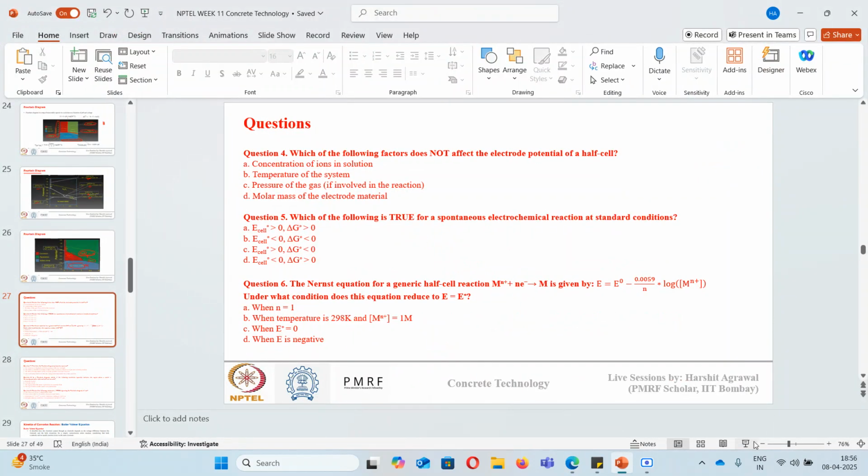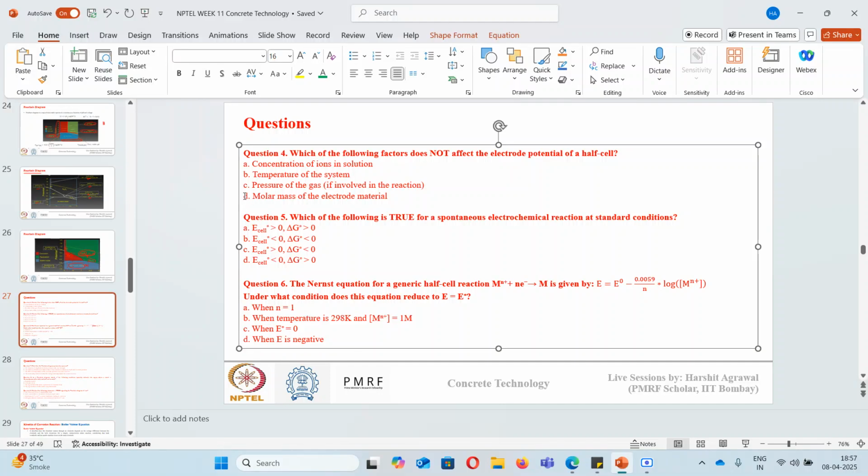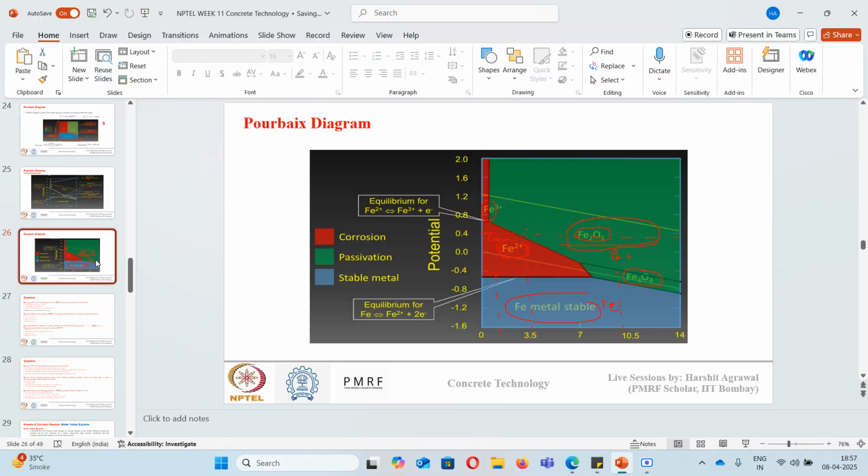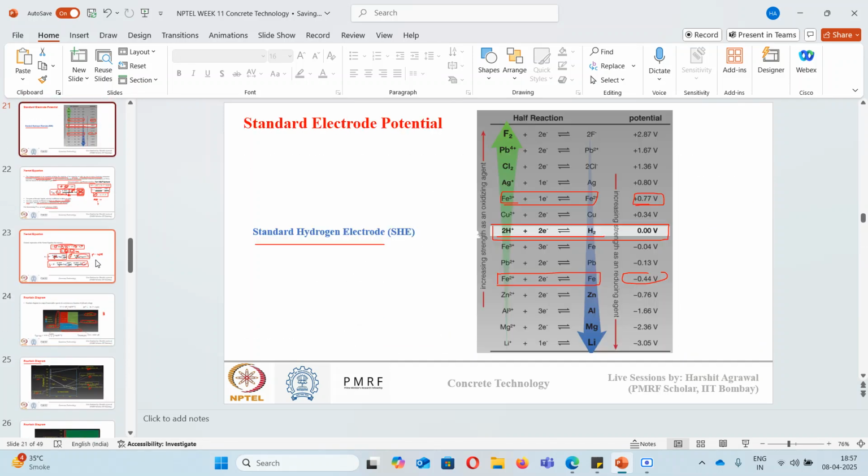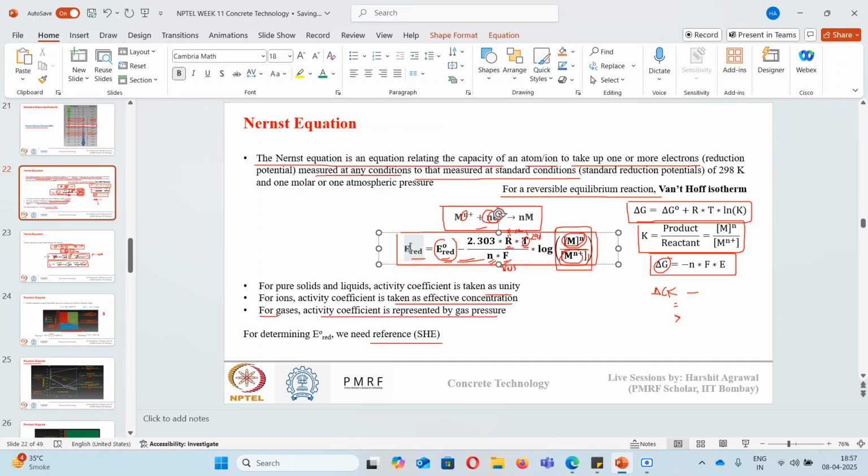Okay, I've just seen one answer. The correct answer for question number 4 is D. Why? If you go back to the equation that we derived for electrode potential, I will just copy this equation.